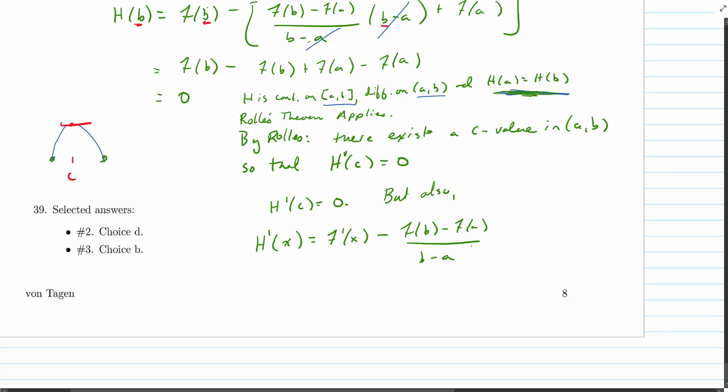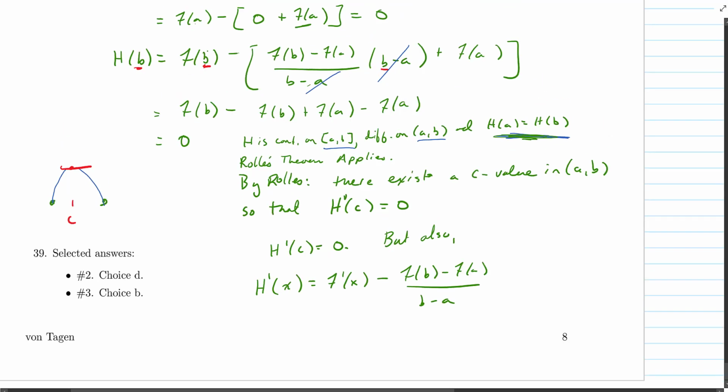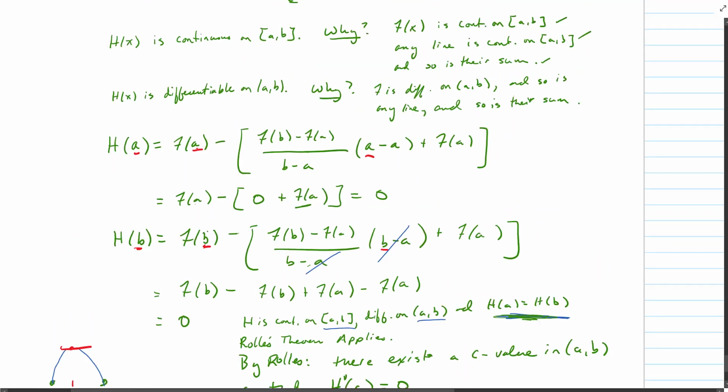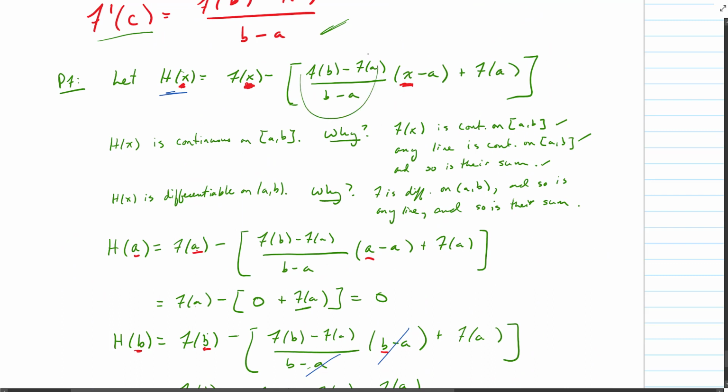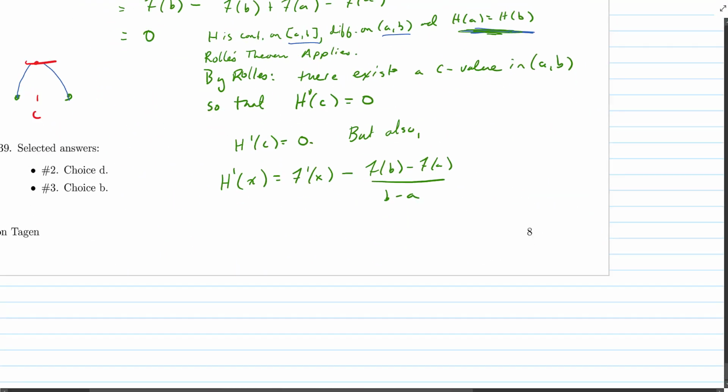Where did everything else go? Well, remember that this was essentially just a linear function. This is just this slope times x. And what's the derivative of slope times x, or a constant times x? It's just that constant. Everything else is a constant term, and it dies off when we take its derivative. It becomes 0. So finally, let's put these two bits together: we know h prime of c equals 0, and h prime of x equals this.